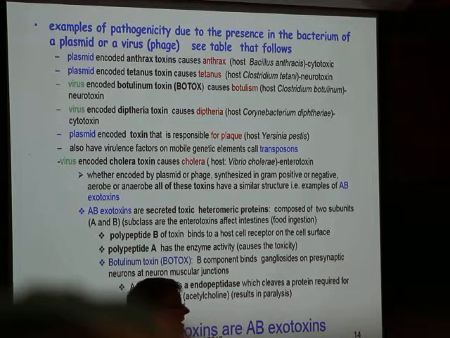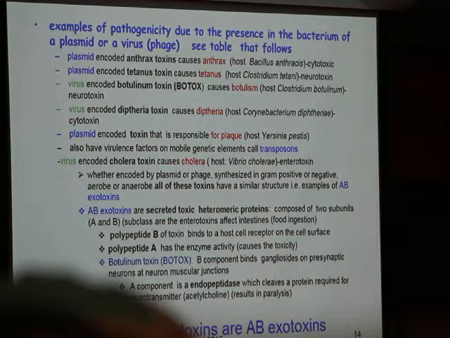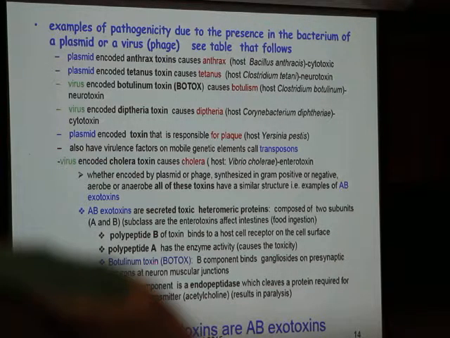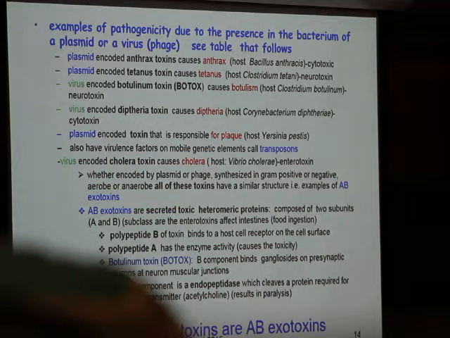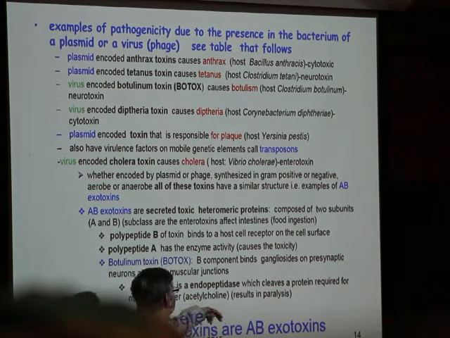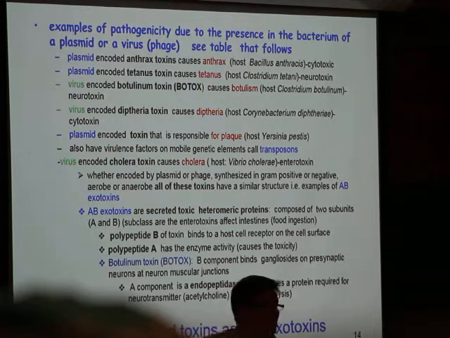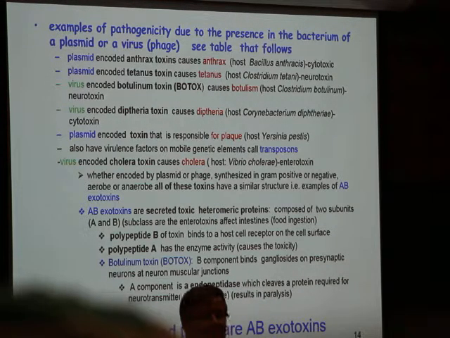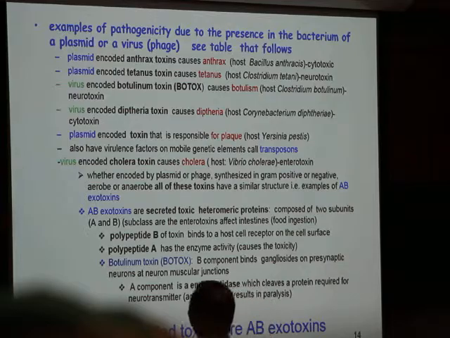It is the one that has the enzymatic activity. It's the A subunit that causes the actual damage that particular exotoxins cause. So for example, the botulinum toxin, or Botox toxin, the B component binds to the gangliosides on presynaptic neurons, and then the A component enters, and it's actually an endopeptidase. Endopeptidase means it's a peptidase, so it breaks down proteins, and it cleaves within the sequence of a protein.